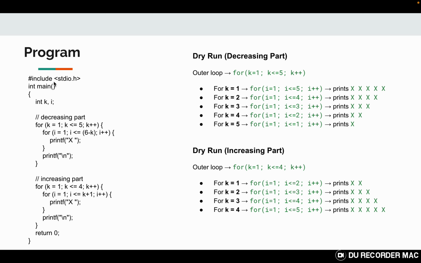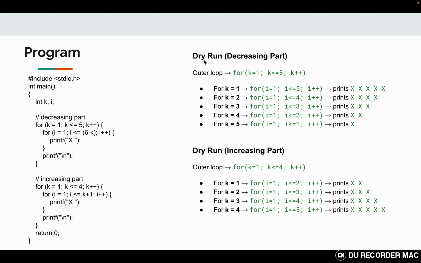If you see this program, it starts with #include <stdio.h> like any other C program, then int main, then we declare two variables. One variable is k, another variable is i. The k variable is used to control the number of rows, and the i variable is used to control the number of x that need to be printed. If you observe here, this is one part. This part will print the first pattern, and then the other part will print the other pattern, okay.